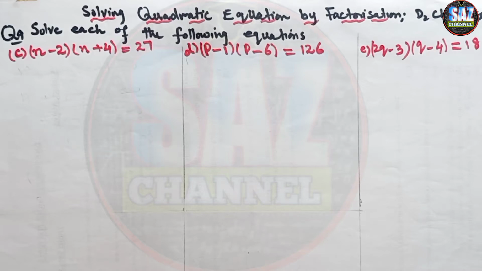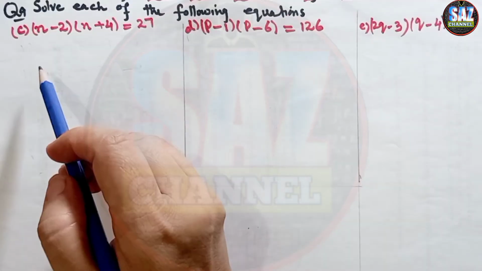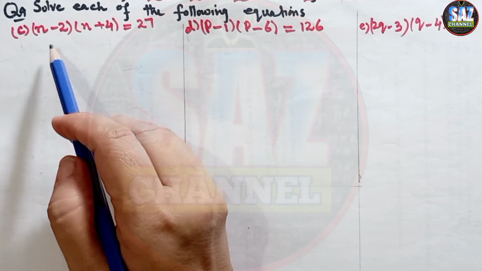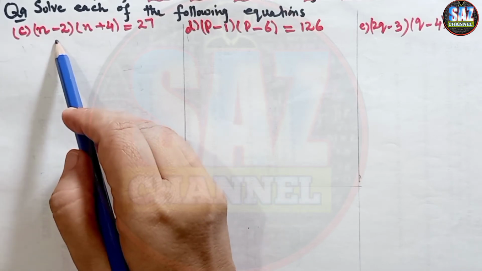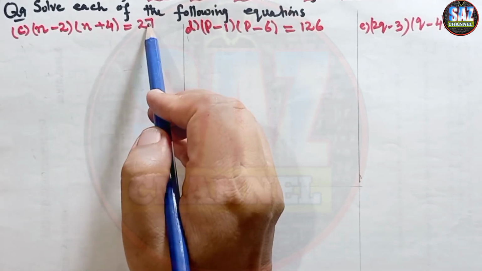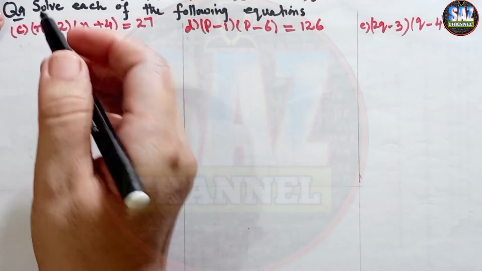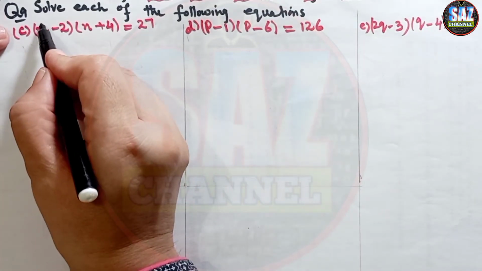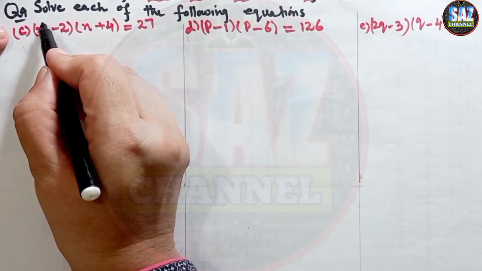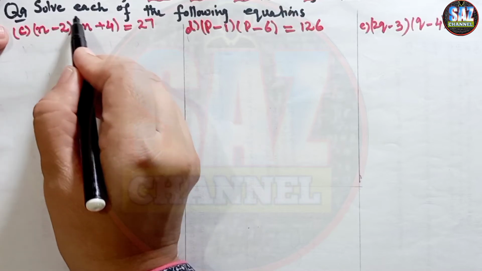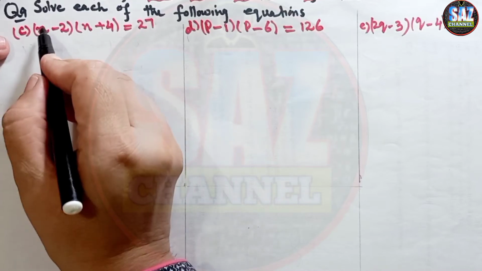Let's move to the C part of the question and let me compare the question with the book. The question says: solve each of the following equations, and the C part is (n minus 2) into (n plus 4) equals 27. Recall my previous lessons. I hope you know that first of all we have to frame the quadratic equation, and here we are given two brackets. We have to expand them, we have to multiply and make the equation.